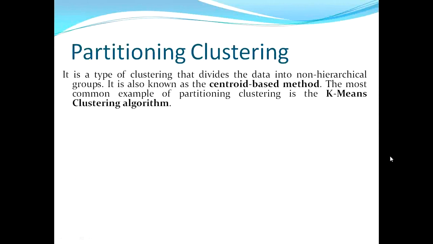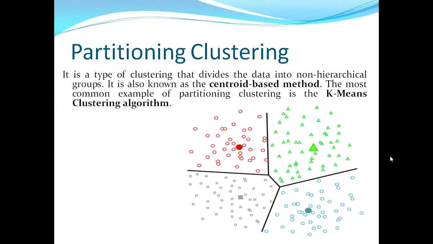First, let's talk about partitioning clustering. It is a type of clustering that divides the data into non-hierarchical groups. It is also known as the centroid-based method. The most common example of partitioning clustering is the k-means clustering algorithm. In this type, the dataset is divided into a set of k groups, where k is used to define the number of predefined groups. The cluster center is created in such a way that the distance between the data points of one cluster is minimum as compared to another cluster's centroid.